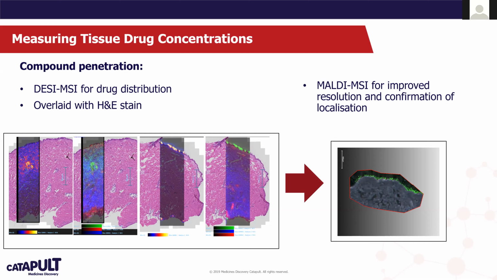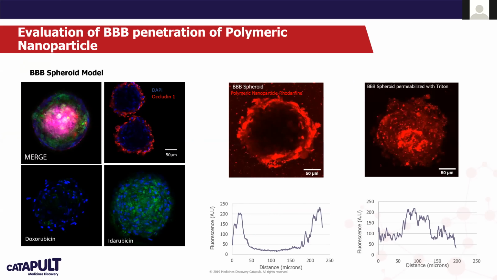So my final case study that I wanted to go through today was the evaluation of the blood-brain barrier penetration of a polymeric nanoparticle through confocal microscopy. This is using our spheroid blood-brain barrier model. With this model, we've used drugs that are known to cross the blood-brain barrier, idarubicin, and those that are not known to cross the blood-brain barrier, doxorubicin. What we showed here using our confocal microscopy techniques was that treating with that polymeric nanoparticle, we could really visualize and understand the dynamic time course of blood-brain barrier penetration of this nanoparticle itself, and really characterize this for the client that we were working with.